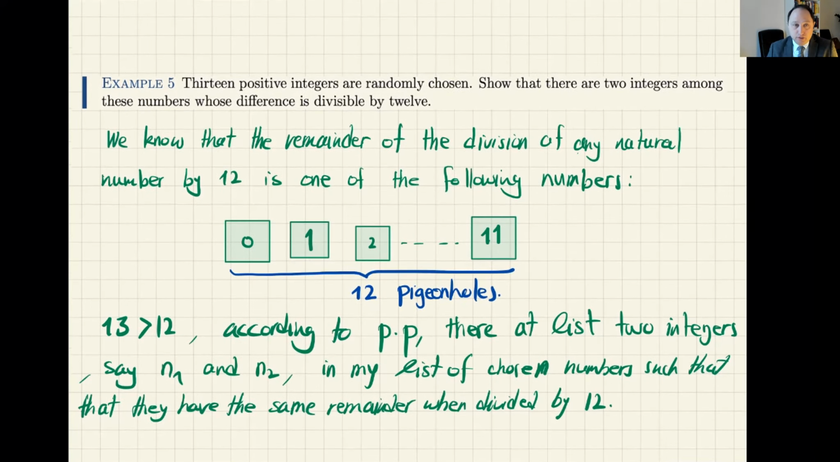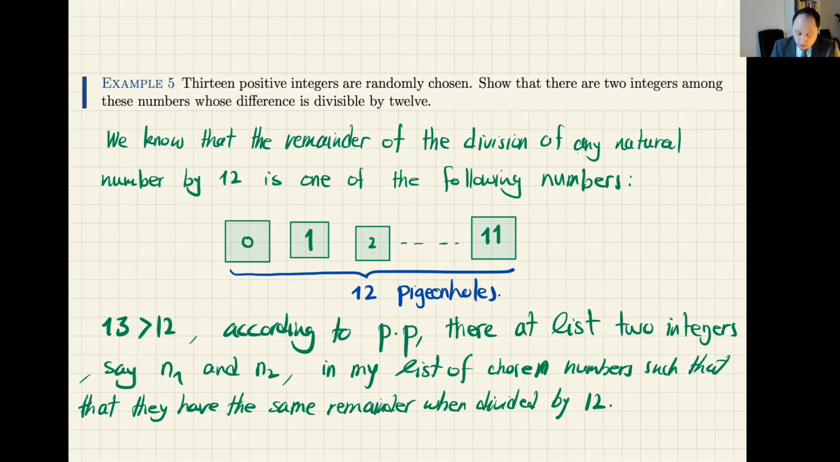So I just want to wait. Is this argument clear for everyone? I said that we know from number theory that if I have any natural number and I divide it by 12, the possible remainders are 0, 1, 2, up to 11. If I ask how many possibilities I have, you would say 12. But I have chosen 13 numbers. So this is definitely guaranteed by the pigeonhole principle that at least 2 integers from my list have the same remainder when I divide those numbers by 12. That is what I have written so far. Is that clear for everyone?